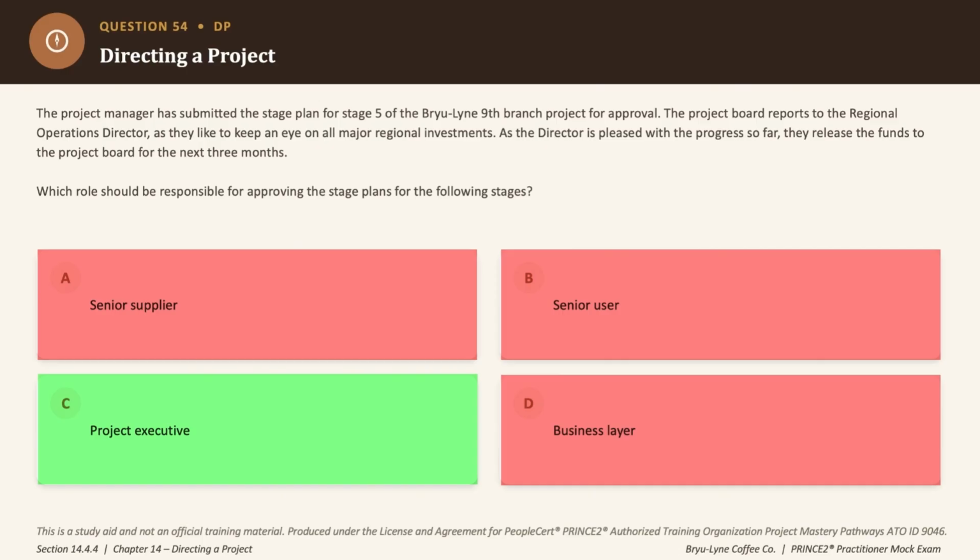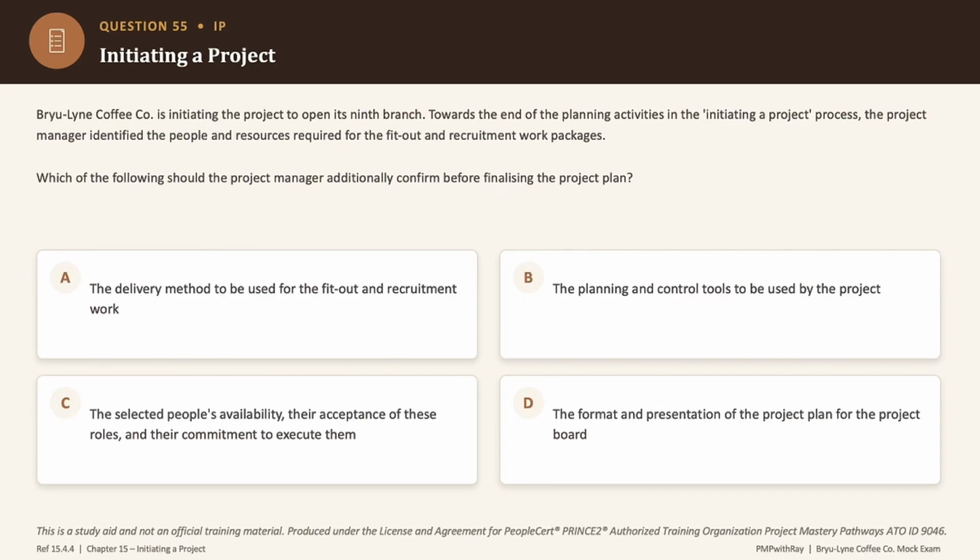Right, so with that, we move on to the next section of your exam, which is the initiating a project process. Okay, so question number 55, the drill will remain the same. Please read the question and try to answer it first before we do this together. So the Brewine Coffee Company is near the end of the planning activities for the new branch, and the project manager has just identified who is needed for the fit out and recruitment work. Now the question asks what else needs confirming before the project plan gets finalized.